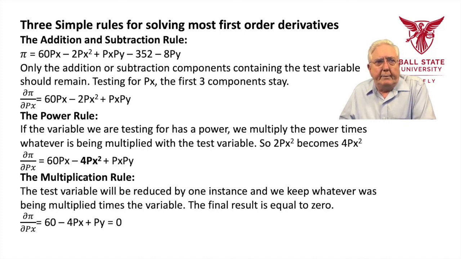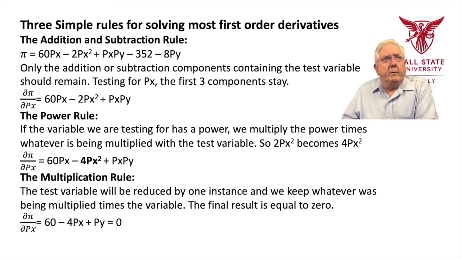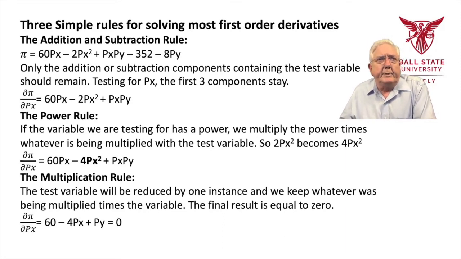So having done that, we then have all kinds of things we can do with that result. So let's go through again. We have the addition and subtraction rule. Here, we take each of the components that are being added or subtracted, and we say, is the variable that we're testing for included in that component? Yes, yes, yes, no, no. We get rid of the ones that don't have the variable we're testing for. Very simple. We then look to see if there are any powers.